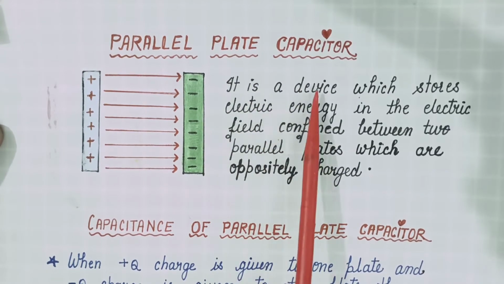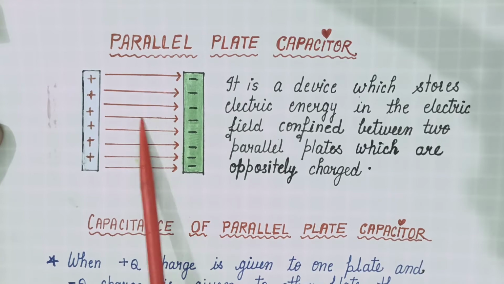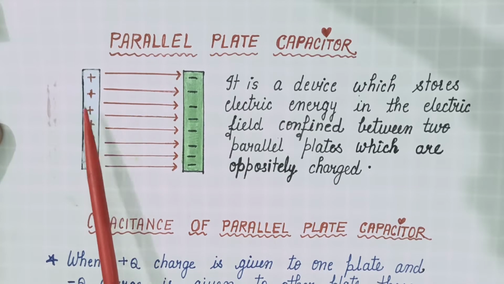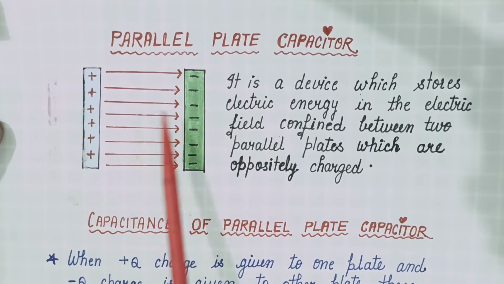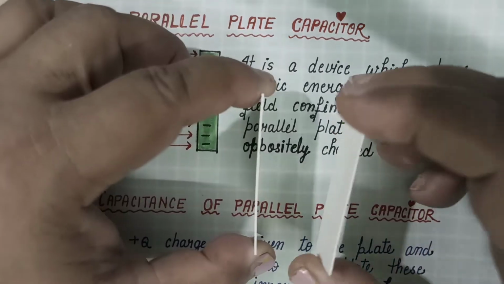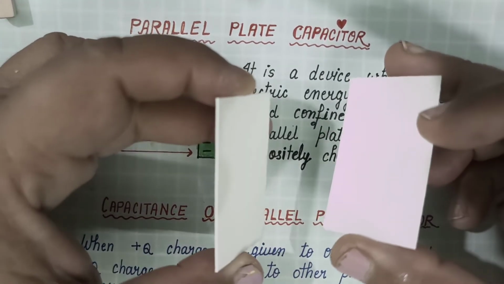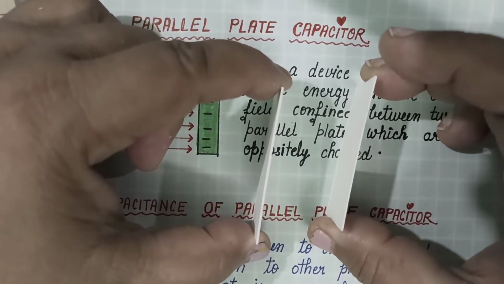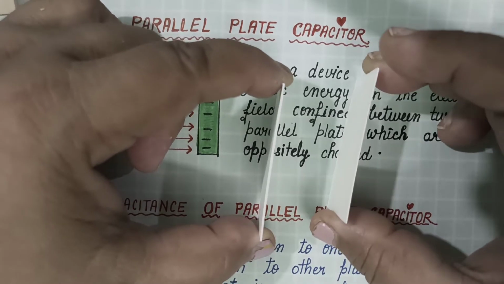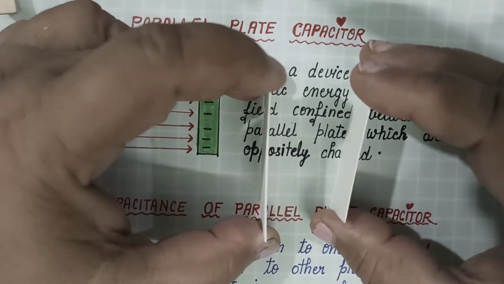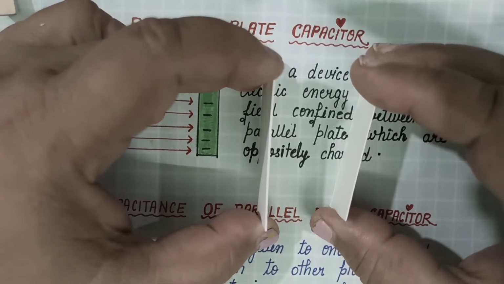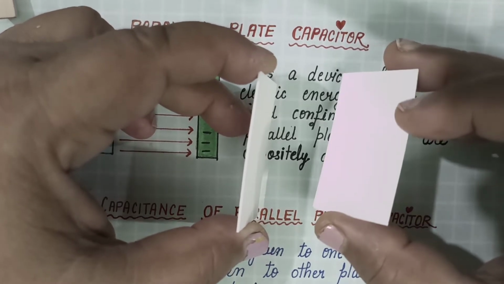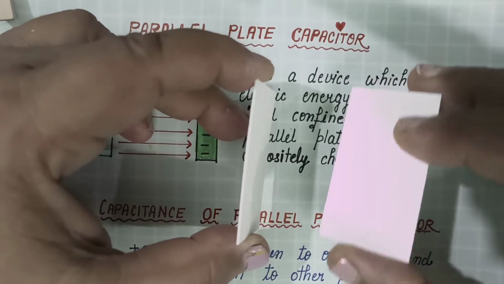Parallel plate capacitor is a device which stores electrical energy in the electric field confined between the two parallel plates which are oppositely charged and placed parallel to each other. Now parallel plate capacitors are actually a combination of two plates placed in parallel, and when we charge this capacitor by connecting it with a battery, the two plates are connected with the two terminals of a battery. Now let us assume that this plate is connected with positive terminal and this plate is connected with negative terminal. Then actually what happens?